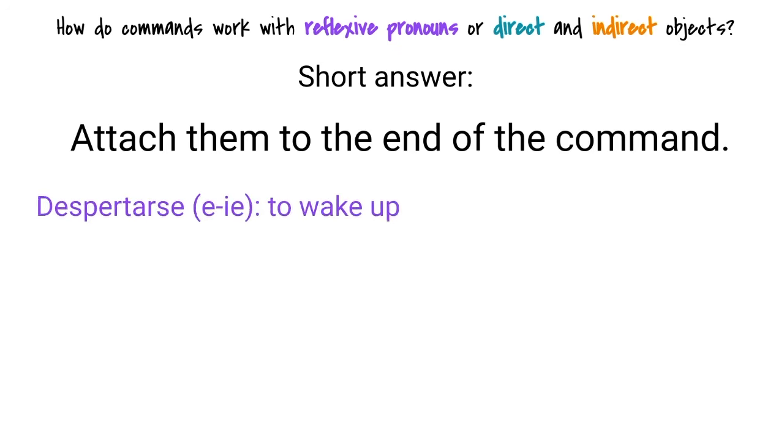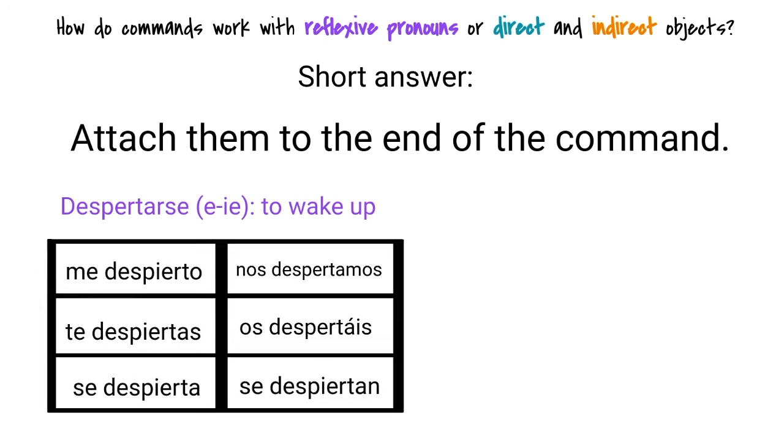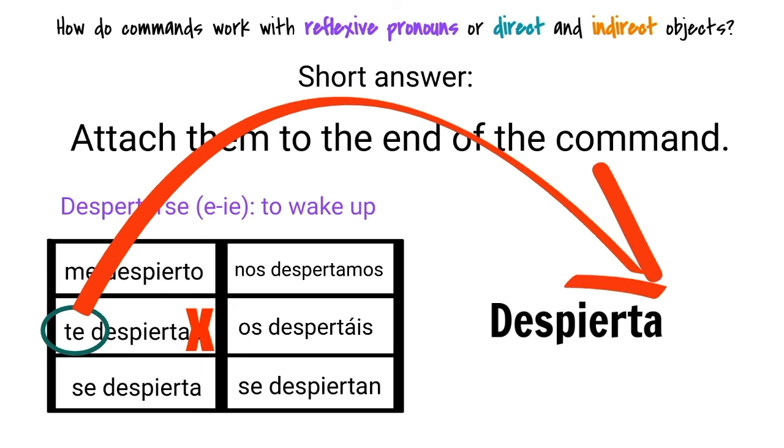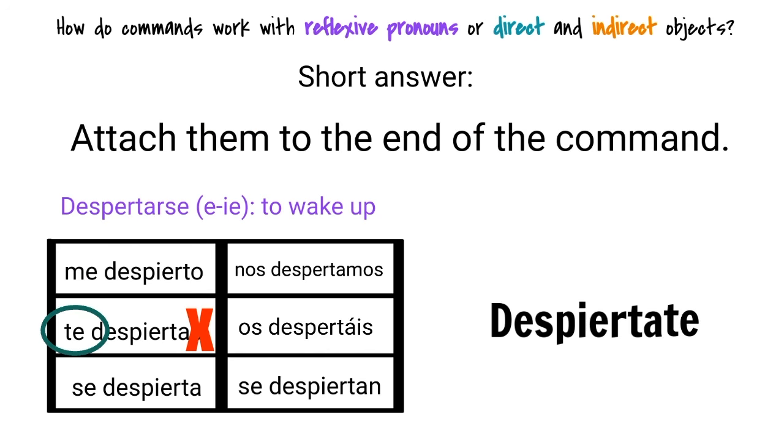despertarse is a reflexive verb that means to wake up. The conjugation chart for it looks like this. Let's get that tú form and drop the s. That gives us despierta. Like we mentioned, this reflexive pronoun will jump from before the verb with a space to after the command with no space, attached. So the command, wake up, would be despiértate.